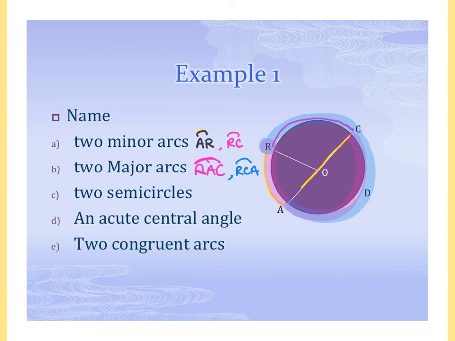Because this is my diameter, that divides it into two semicircles. So the first semicircle would be ARC or RCA, same thing. The second semicircle would be ADC or CDA.